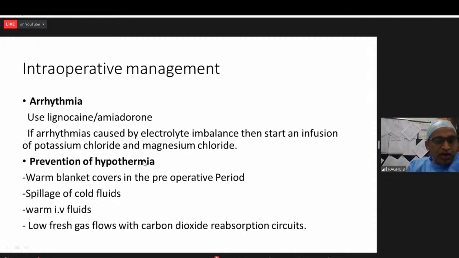And intraoperatively, we have to prevent hypothermia, either with warm blanket covers in the preoperative period, or by avoiding spillage of cold fluids across the patient. And warm IV fluid has to be given, and use of low fresh gas flow with a carbon dioxide reabsorption circuit prevents the heat loss.